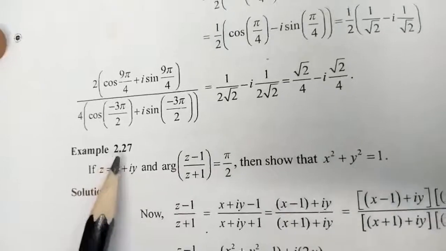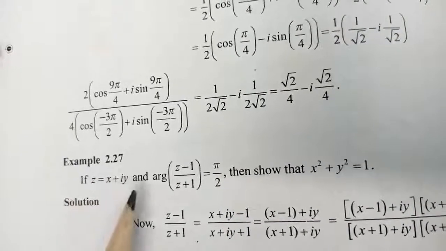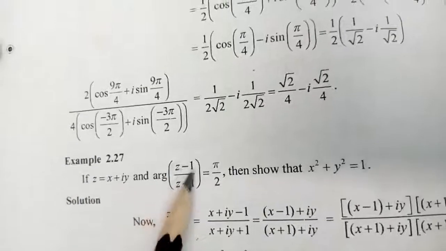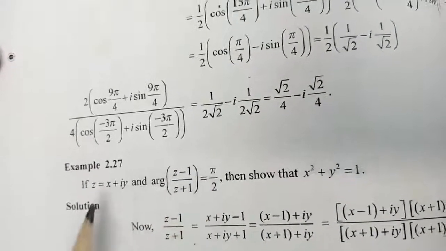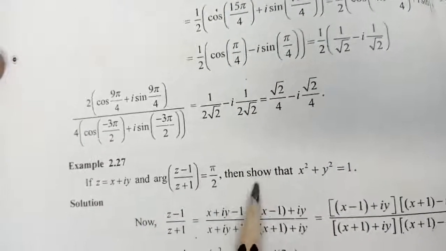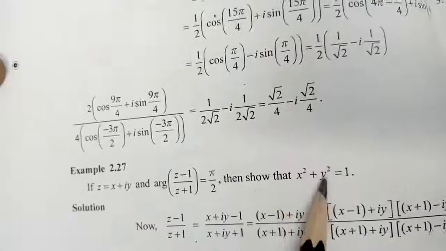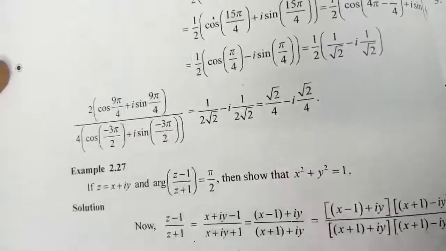Example 2.27. If z equal to x plus iy and argument of (z minus 1) divided by (z plus 1) is equal to pi by 2. They have given you these two conditions here, students. They are asking you to show that x square plus y square equal to 1. Finally, we have to bring this answer.